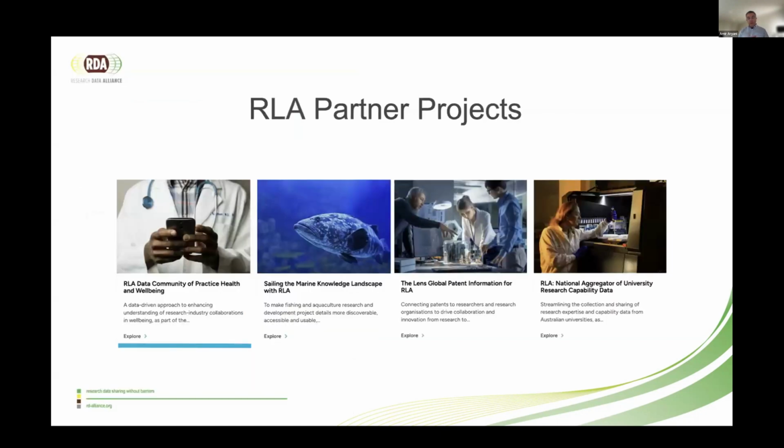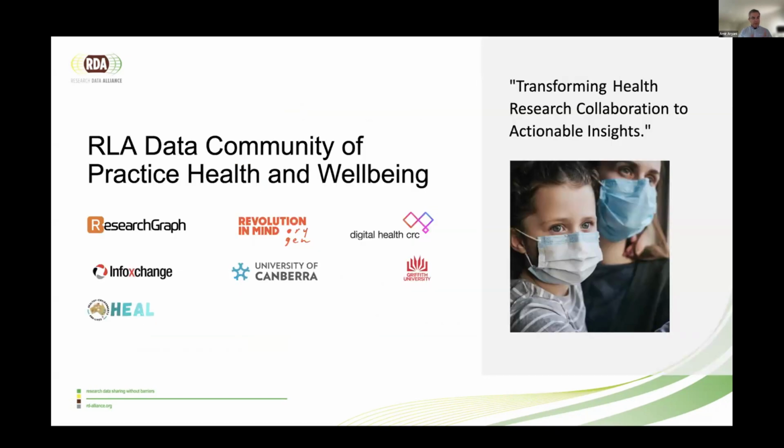Specifically, there are 4 projects that were a pilot that RLA ran, and these are the engagement points where ARDC engaged different communities, trying to identify where and how the different information systems can come together. And one of them is the data community of practice for health and well-being. So this is a health group that came together and is studying the collaboration network between research and industry. So we're going to talk about this specific group.